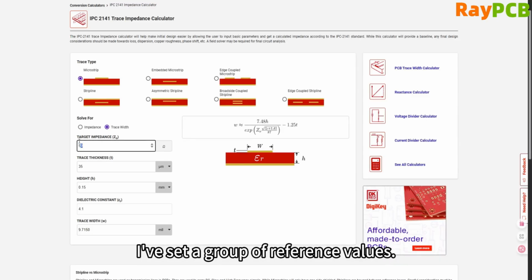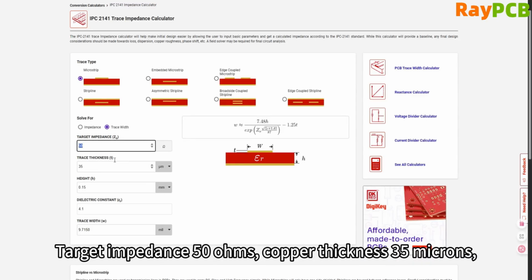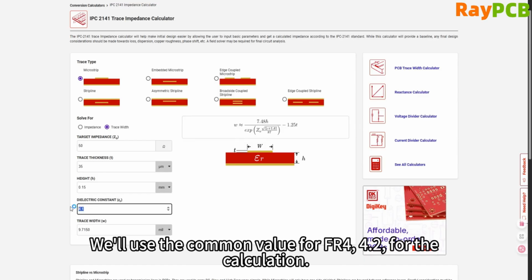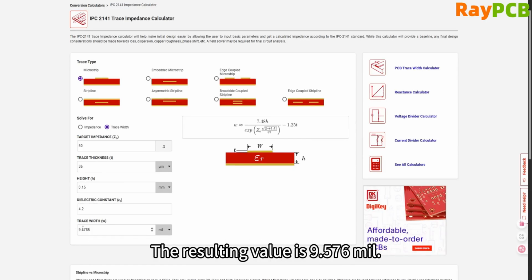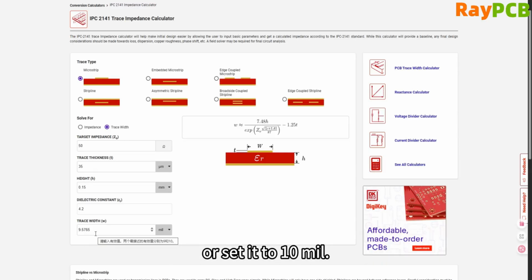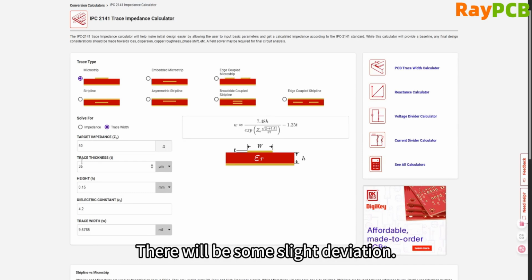I've set a group of reference values. Target impedance is 50 ohms, copper thickness is 35 micrometers, dielectric thickness is 0.15, and for the dielectric constant, we use the common value of 4.2 for FR4. The calculated result is 9.576, so when drawing the trace, you can set it to this value or set it to 10 mils. Both are acceptable, though there will be some slight deviation.